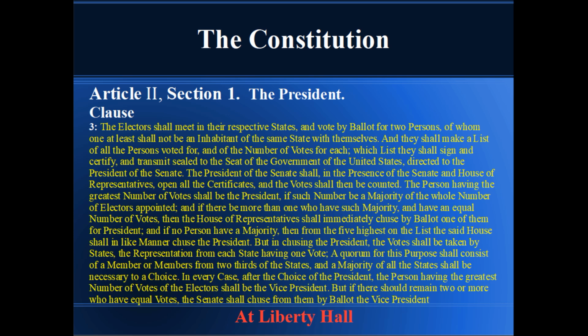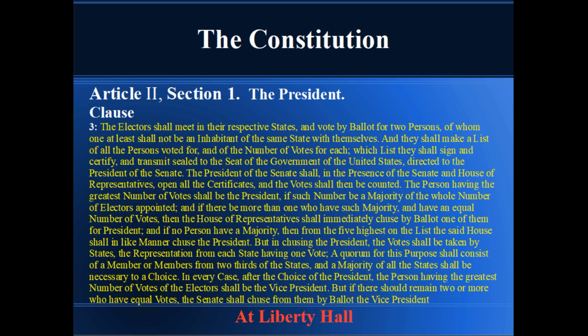The President of the Senate shall, in the presence of the Senate and House of Representatives, open all the certificates, and the votes shall then be counted. The person having the greatest number of votes shall be the President, if such number be a majority of the whole number of electors appointed. And if there be more than one who have such majority, and have an equal number of votes, then the House of Representatives shall immediately choose by ballot one of them for President. And if no person have a majority, then from the 5 highest on the list, the said House shall in like manner choose the President.